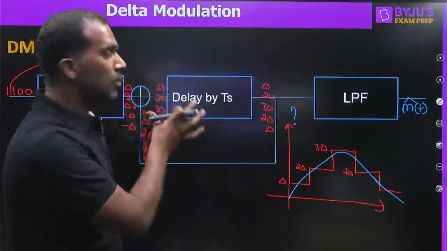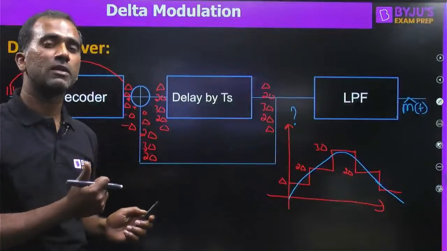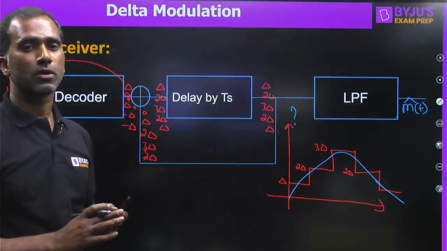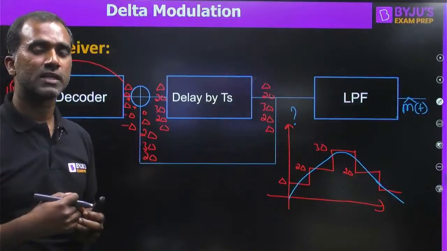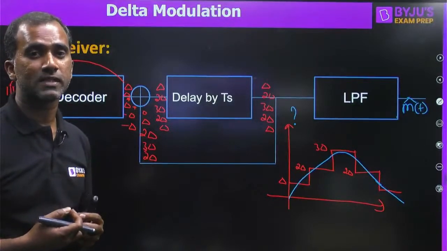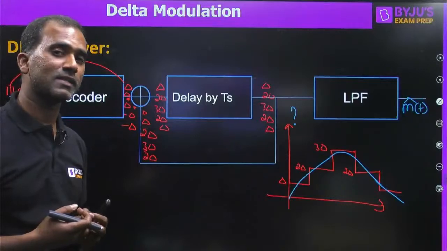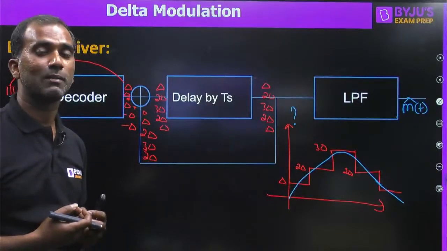So we have understood how the delta modulator works. We have to understand what the problems with the delta modulator are. Under what situations the delta modulator will fail, or for what kind of signals it will fail, or for what kind of signals it will pass. Okay, it will pass means it will work well.